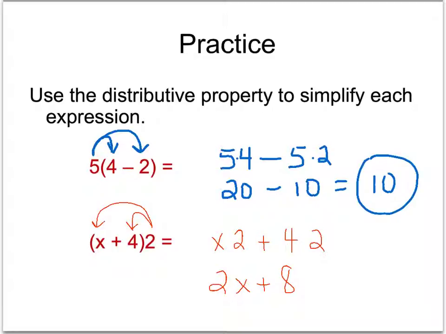And since the first term has an x in it, and the second term does not, we cannot add these together. And so our final answer would be 2x plus 8. So now you know how to use the distributive property, and this is going to come in handy again when you begin to start simplifying expressions before you can solve equations and inequalities.